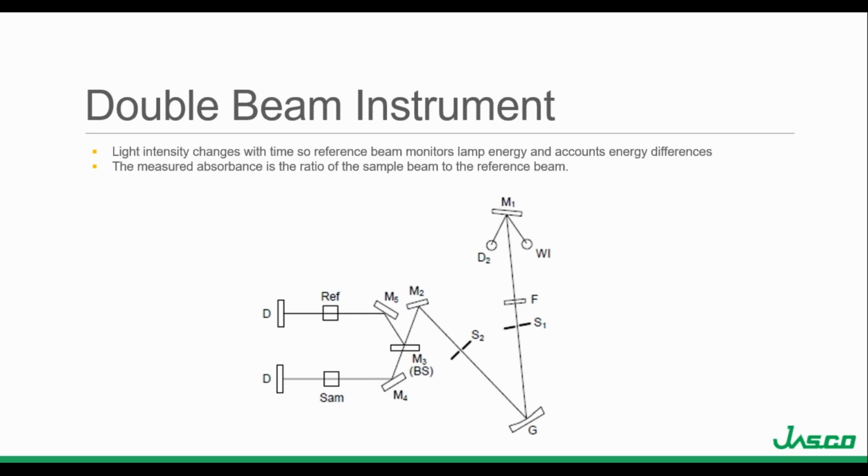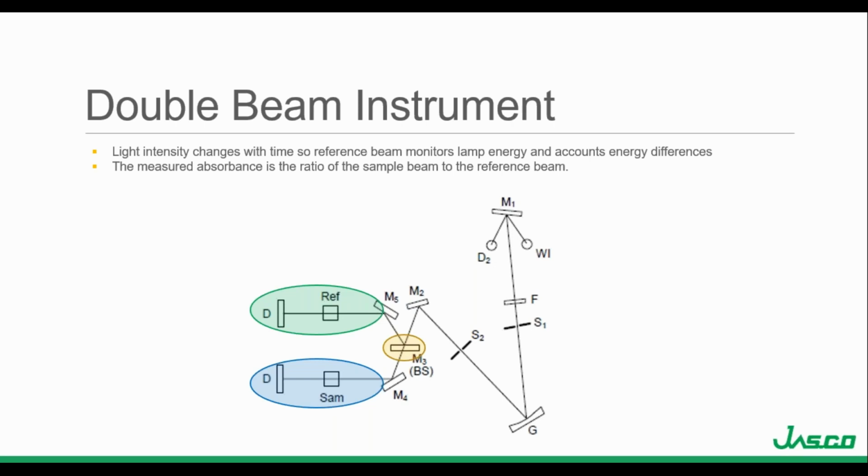In the double beam configuration, monochromatic light is divided into two separate beams by a beam splitter. One beam passes through the sample cell into the detector, while the other beam passes through a reference cell to the detector. The light source intensity changes with time, so the reference beam monitors the lamp energy and accounts for energy differences from voltage fluctuation, lamp drift, and stray light. By splitting the optical path, the incident and transmitted light can be measured simultaneously, incurring little to no effects from light source fluctuations. Therefore, the measured absorbance is the ratio of the sample beam to the reference beam.